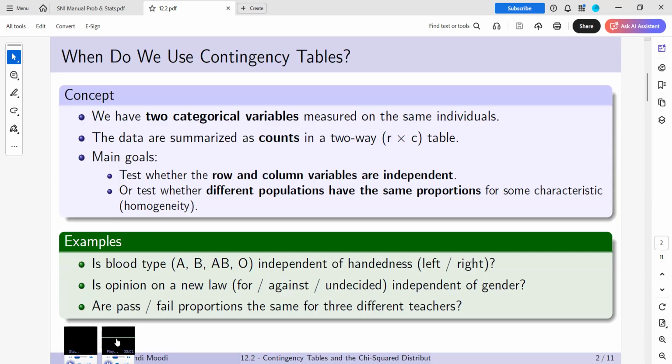This slide is just about recognizing when the chi-square table party starts. If you have two categorical variables and you can count how many people land in each combo, like gender by opinion or teacher by pass or fail, that's a contingency table. When your data looks like a bingo card of counts, the chi-square test is usually nearby, quietly sharpening its claws.